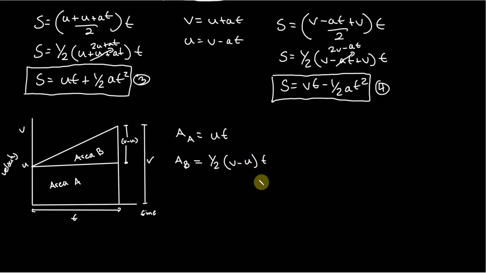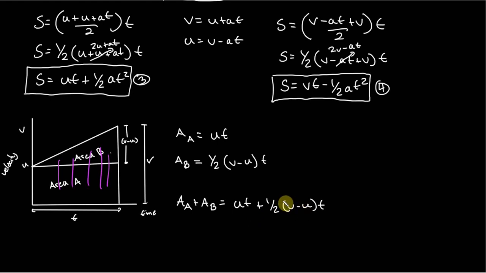So another way to think about it is that if we add the areas of the triangle and the rectangle, what do we end up with? Let's write it down here. Area A plus area B equals ut plus 1/2 (v minus u)t. We're adding these two areas, and that leaves us with ut plus 1/2 times (v minus u)t.